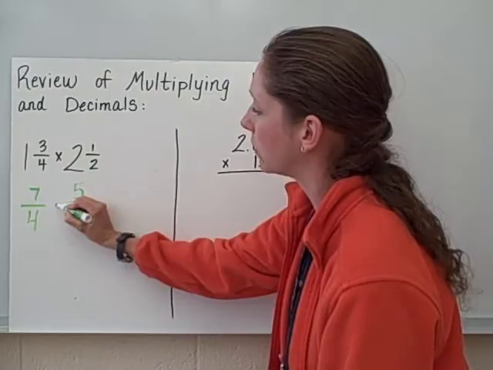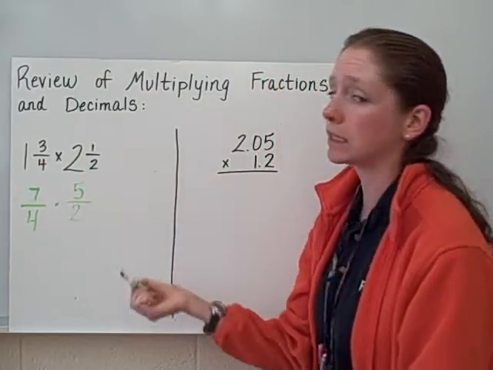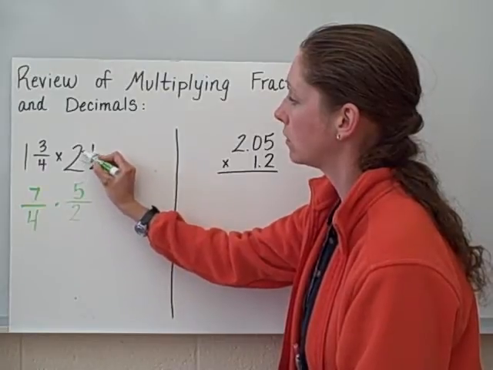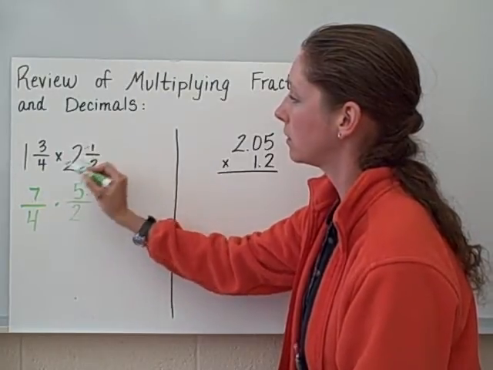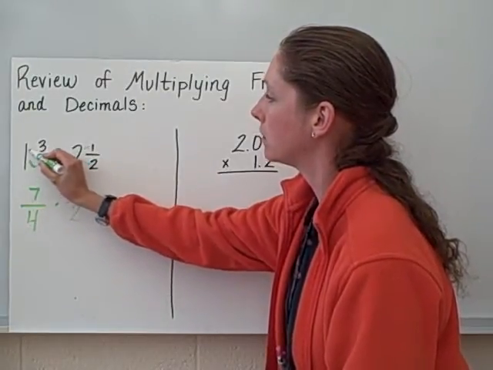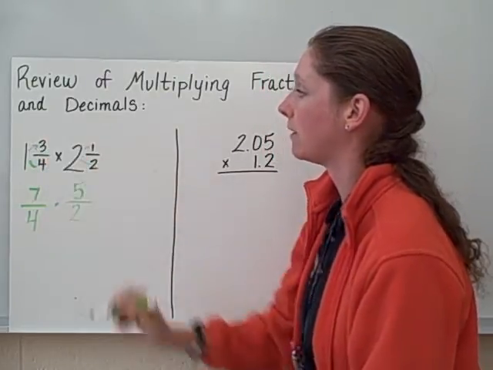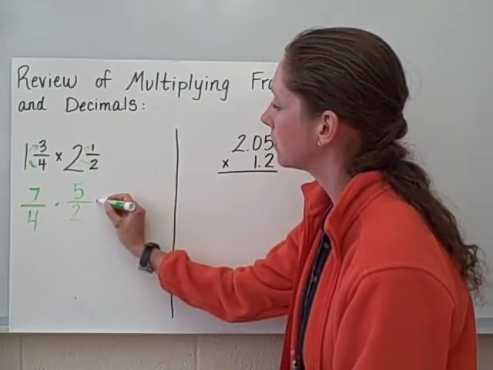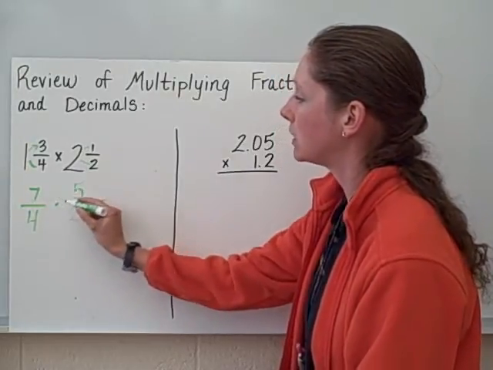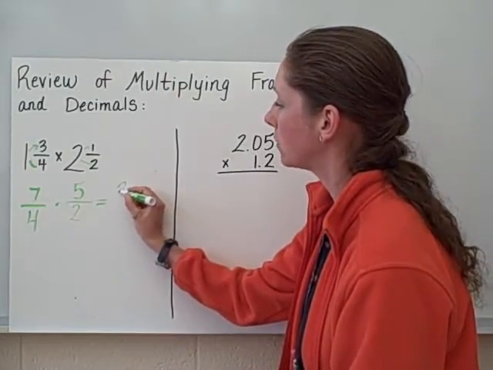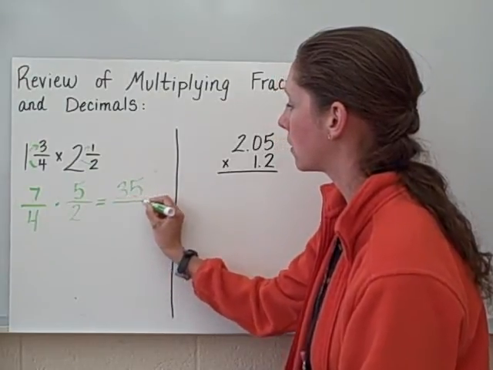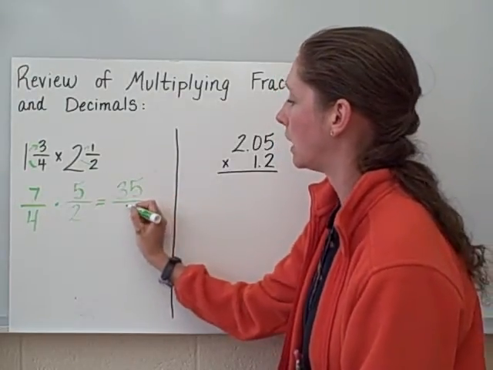And we are multiplying. Some students think about it as around the world. We do 2 times 2 plus 1, 4 times 1 plus 3. So you've heard a teacher say that before, that's what we're doing. All right, we multiply straight across. So 7 times 5 is 35. And 4 times 2 is 8.